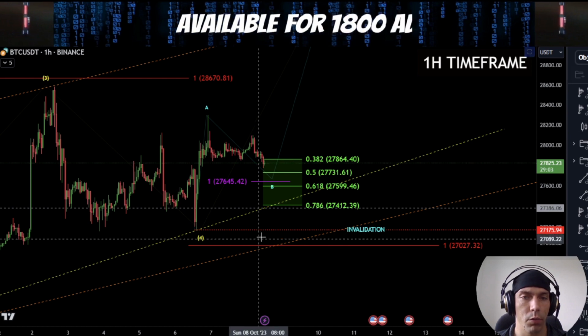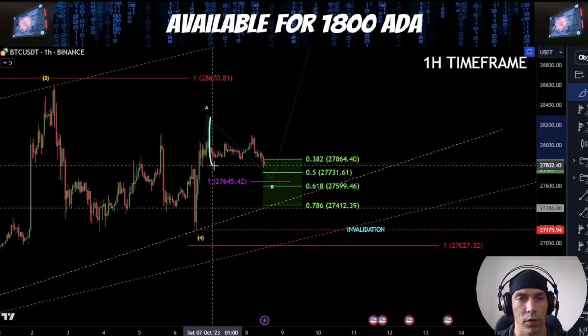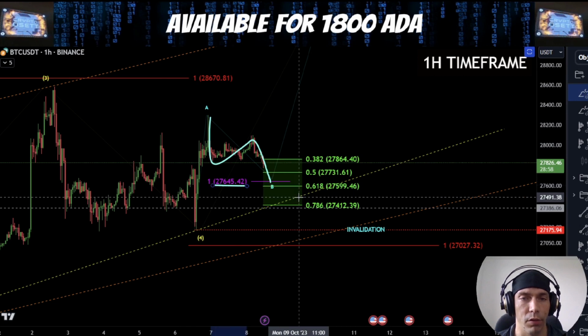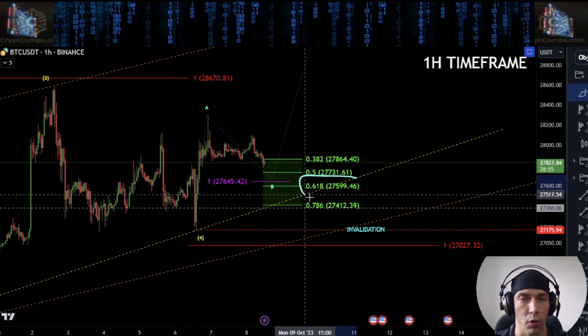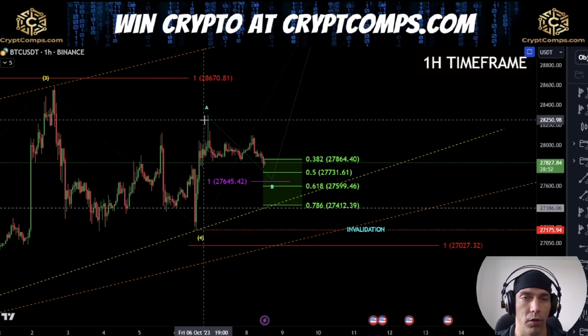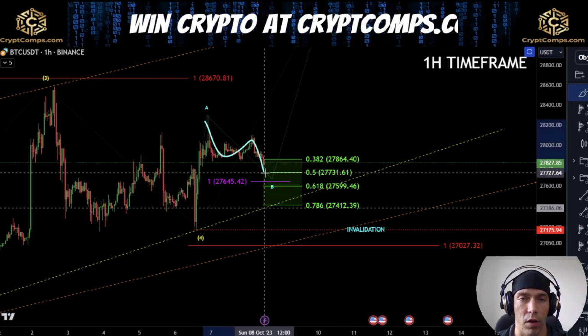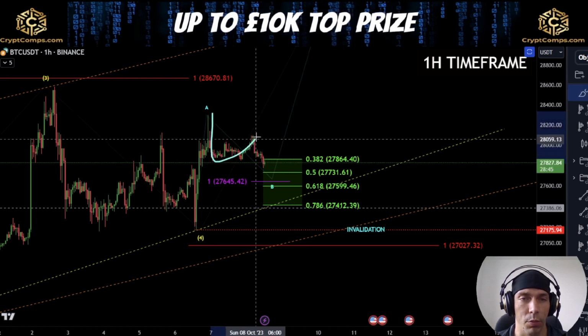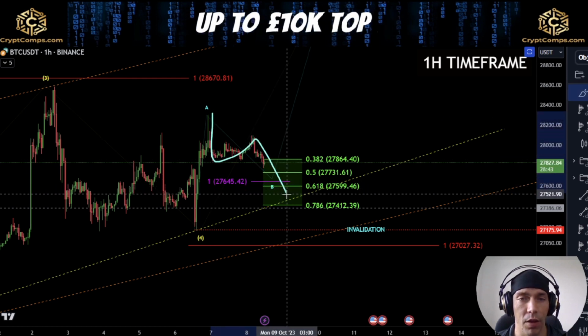But if we do look to push down, the one-to-one of this A, B, and C would push us down towards 27,645, which is not far off of this 0.618 level. So I'll be keeping an eye on this. If we do see price look to either form this as an A, we get a B, and then we get a C down, or alternatively, this just becomes a bigger A, B, and C pattern.